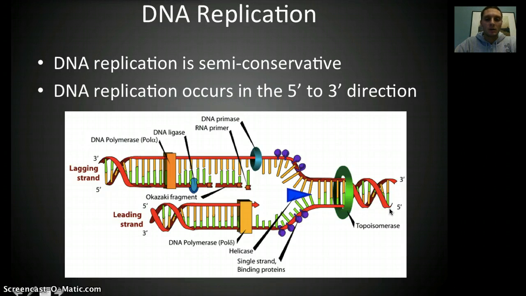Replication has to occur, or new nucleotides have to be added, in the 5' direction. So we can see right here, and we'll take a look at this more specifically in a minute, nucleotides are being added in the 5' direction. On this other strand, nucleotides are being added in the 5' direction, moving this way right here.